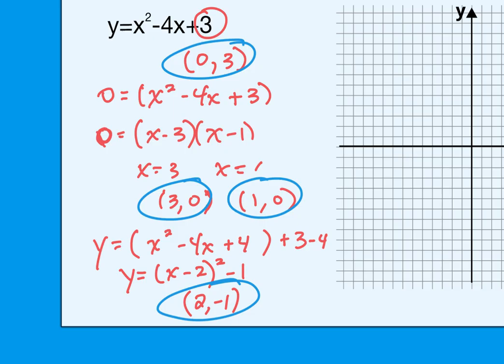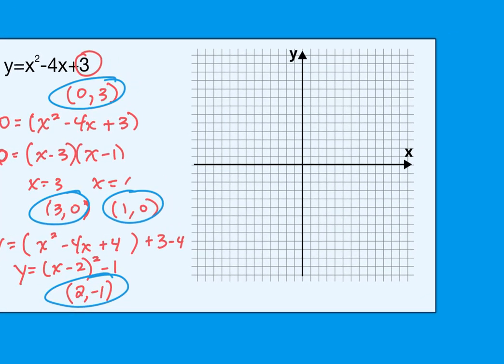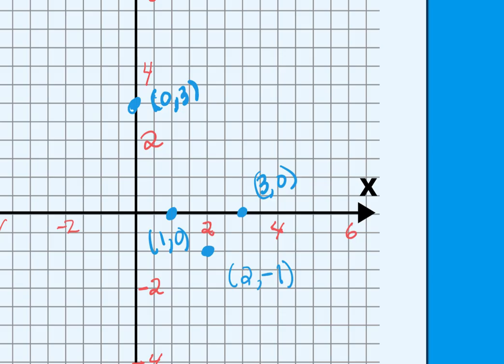Now we need to take those points, plot them, and connect them, okay? Those are the points in blue. 0, 3, the y-intercept. 1, 0 and 3, 0, the x-intercepts, and 2, negative 1 is the vertex, and then you're going to go ahead and just connect these points. And it's going to be a parabola, okay? A parabola is this kind of shape, with the vertex, and the vertex is that lowest point right there, 2, negative 1. Okay, and it's going to go up to infinity on both sides.